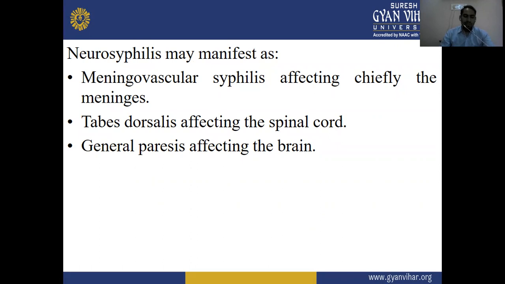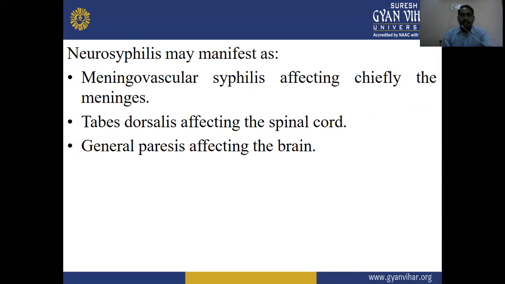Next one, tabes dorsalis. In neurosyphilis, meningovascular syphilis affects chiefly the meninges. Meninges are the layers covering the brain and spinal cord that protect them. Tabes dorsalis affects the spinal cord. Tabes dorsalis is the slow degeneration of the nerve cells and nerve fibers that carry sensory information to the brain.